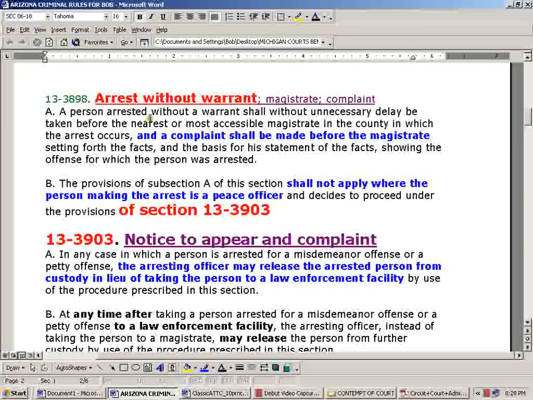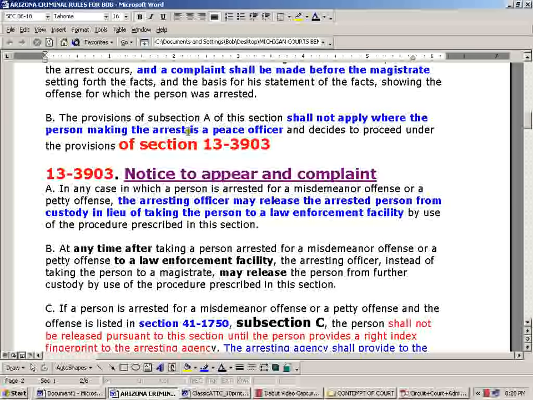Arrest without warrant. A person arrested without warrant shall, without necessary delay, be taken before the nearest and most accessible magistrate in the county, and complaint shall be made before the magistrate. That's what they're supposed to do. However, shall not apply when the person making the arrest is a peace officer. So, if he's a peace officer, it means he's taken the proper oath. You want to see his oath? I haven't seen that yet. And decide so by what authority did he bring this charge? Is he a peace officer?